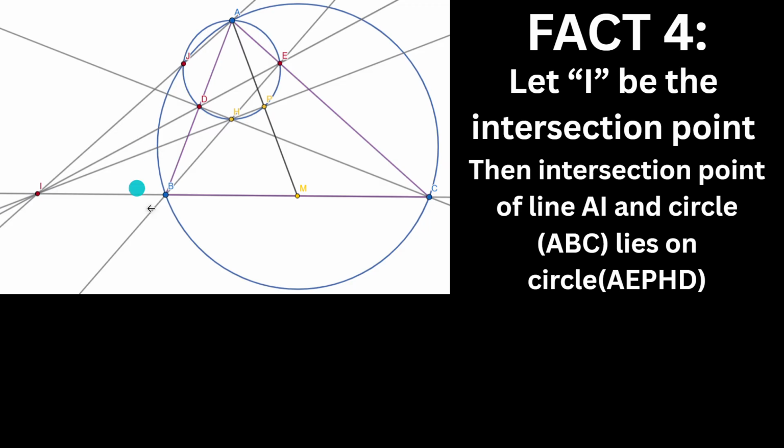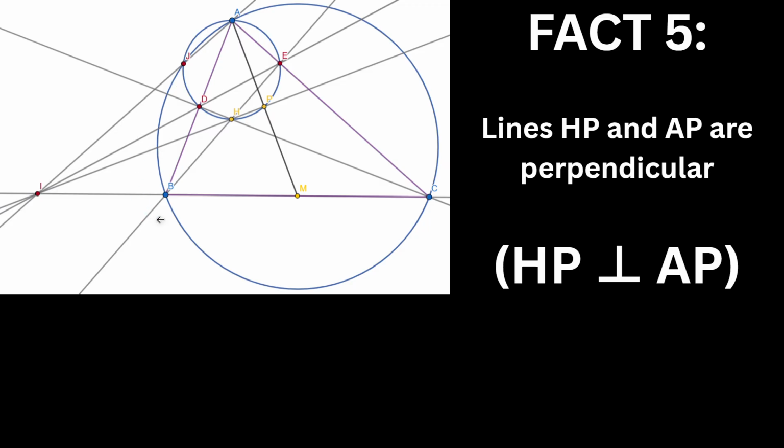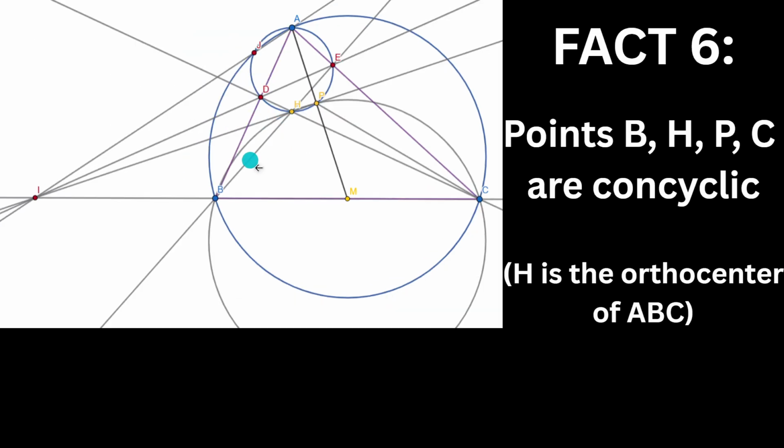Okay, here's the fifth fact. Lines HP and AP are perpendicular, which means angle IPA equals 90 degrees. Okay, so here's the last fact about Humpty point. Points B, H, P, C are concyclic.